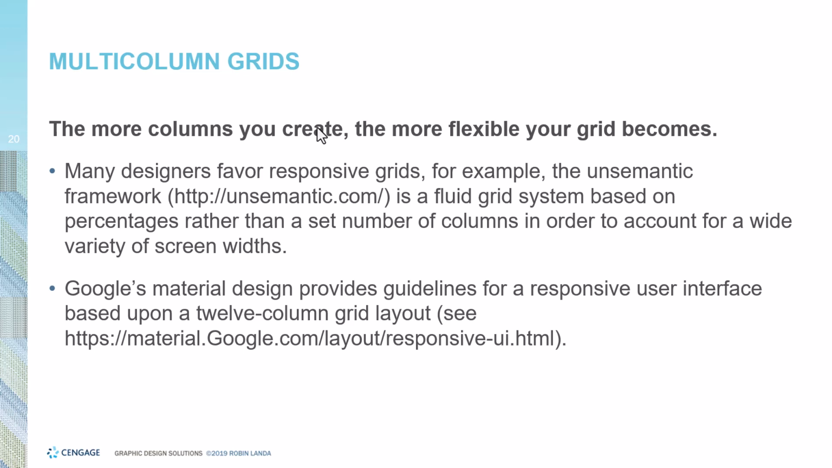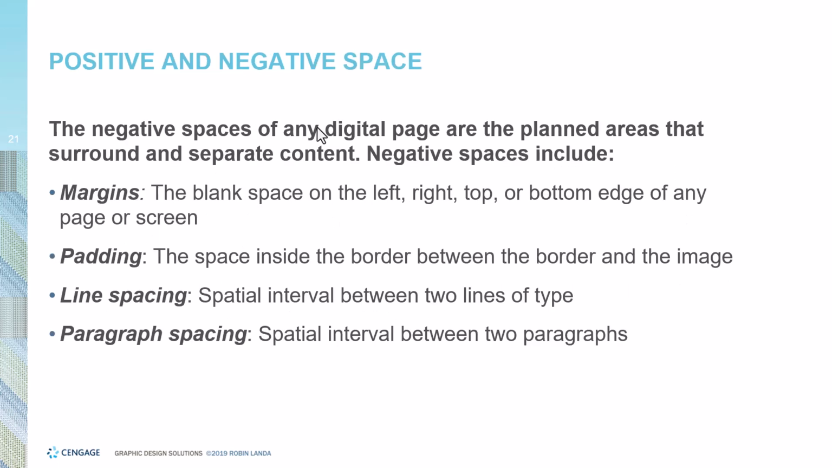A modular grid has consistent horizontal divisions from top to bottom, in addition to vertical divisions from left to right. The negative space of any digital page are the planned areas that surround and separate the content. These blank areas help guide the viewer, separating the content through pacing, rhythm, and flow, just like spaces in a well-developed architectural space help guide the visitor through the space.